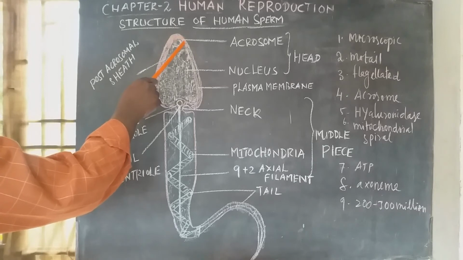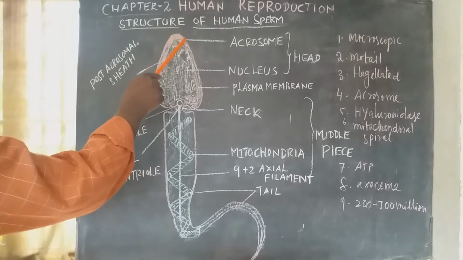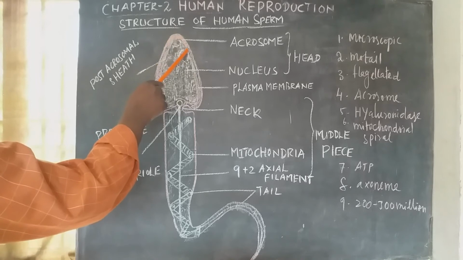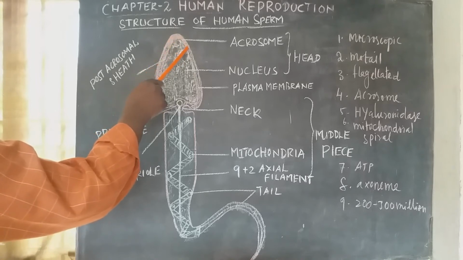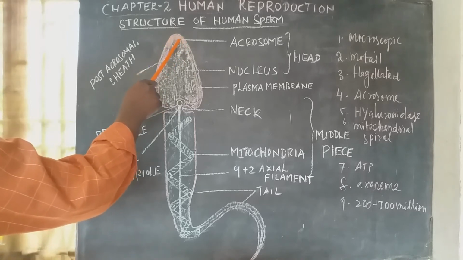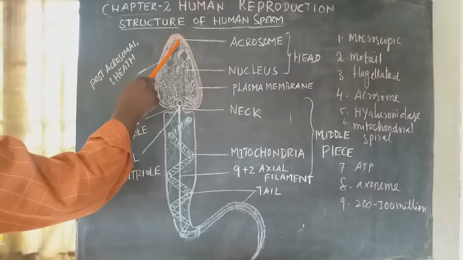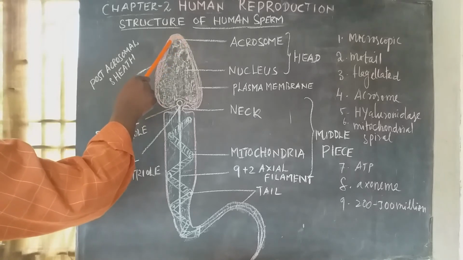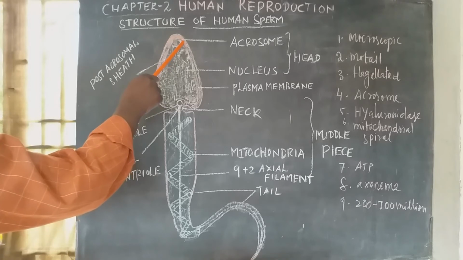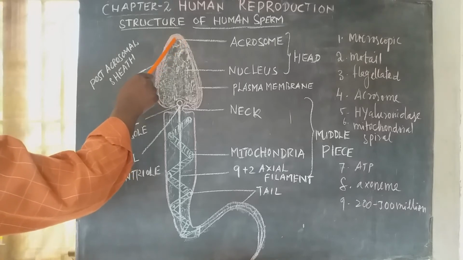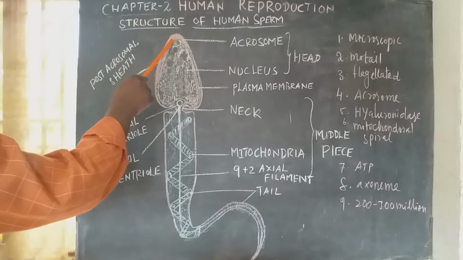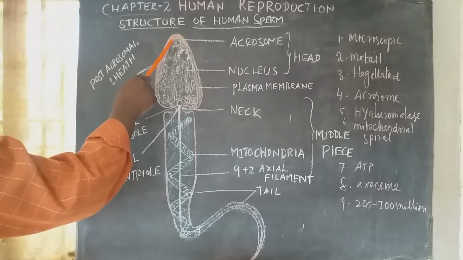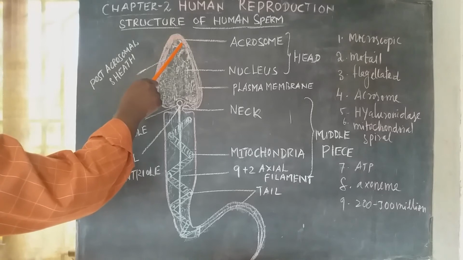It is mainly developed from the Golgi bodies. From the Golgi body of the spermatid, it is developed. It contains the hyaluronidase enzyme. That enzyme is called a proteolytic enzyme, properly known as sperm lysin. It is used for fertilization.